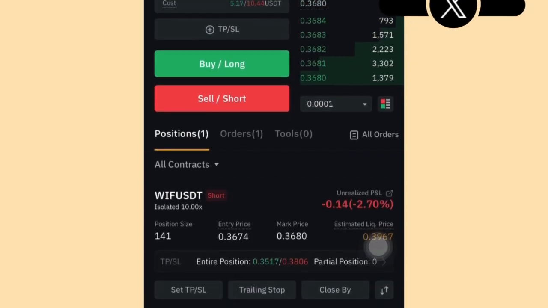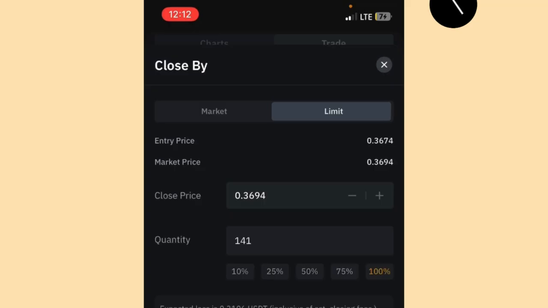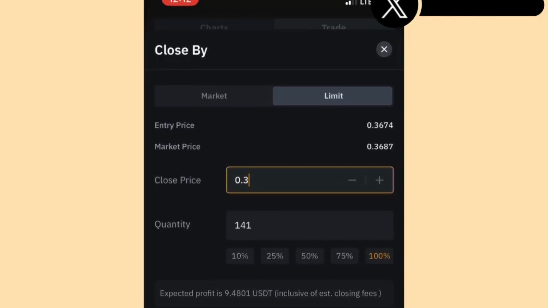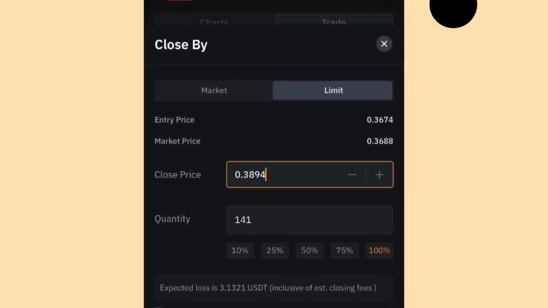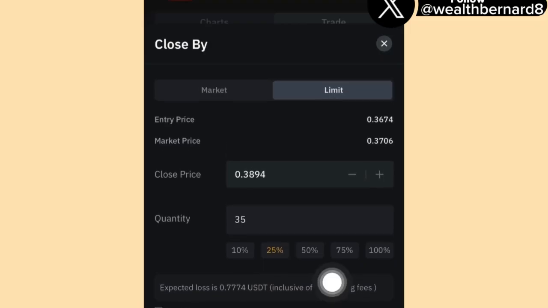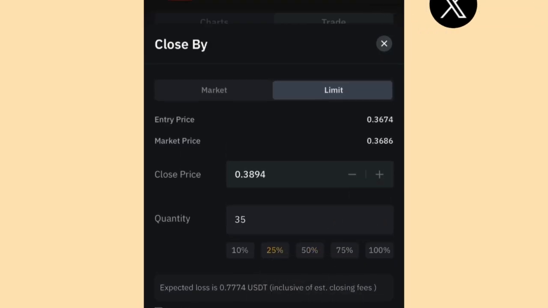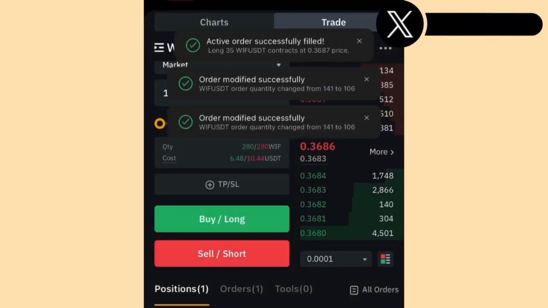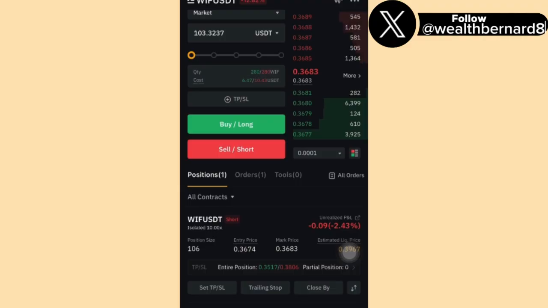And if you also click on close by again, click on limit and say if this right now is on 3694, and it gets to, let's say, 3894, let's take 25% profit. So what we're going to be losing right here is 0.7. We're going to be making extra money, and what you want to do is click on add again, click on OK, and you add another take profit. So you can just keep on adding take profits.